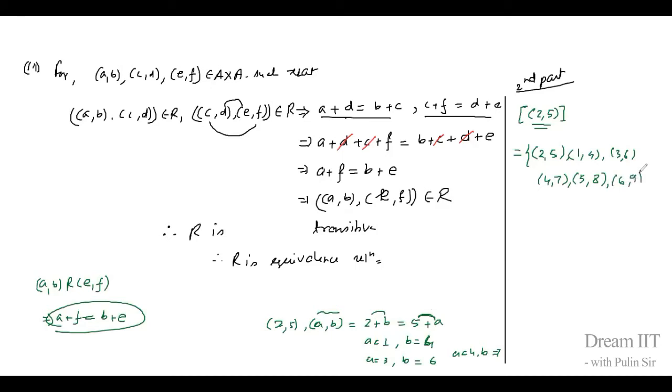And then 9. After that I cannot move because I do not have a number greater than 9. That is the biggest possible number. So this is the equivalence class of (2, 5). Please observe that and note it down. Once you finish, please inform me. Do inform me.